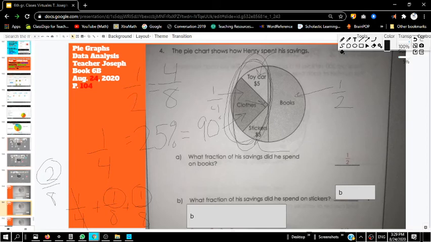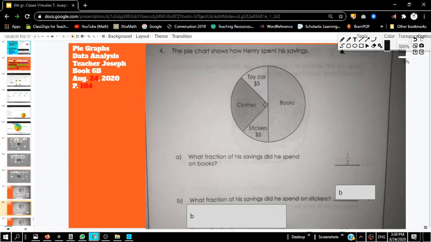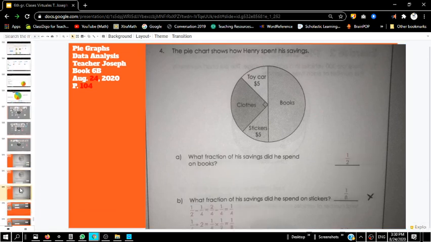You can see very easily that this graph is split into two different sections. That means that each one of these sections that is $5 is also equal to 1/8. This toy car section is 1/8, and this sticker section is 1/8. So if we check our answers, boys and girls, we understand that the answer for those with that fraction is 1/8.